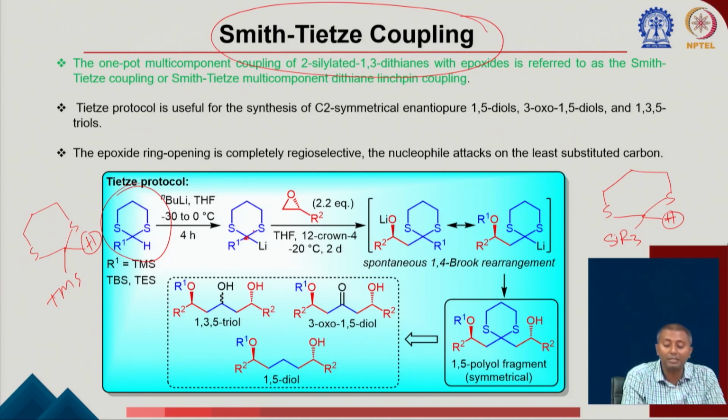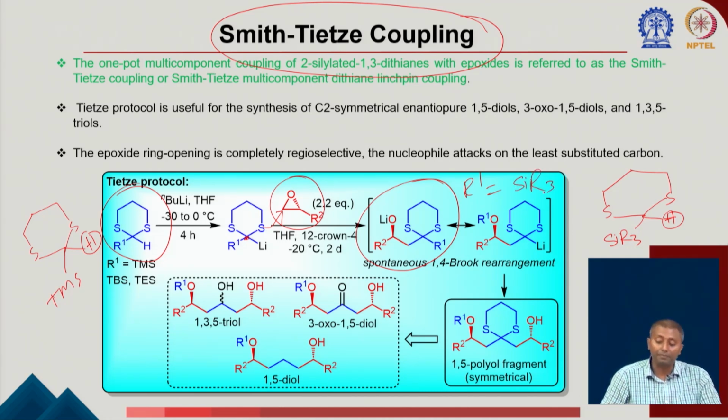a corresponding lithium here. The lithium can attack the epoxide and it will attack the corresponding terminal position. Once it attacks the terminal position, it will form this compound. Now if you remember, your R1 is actually silicon. So your R1 is actually SiR3.